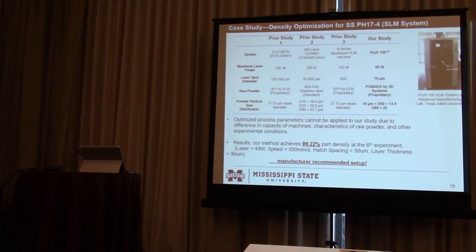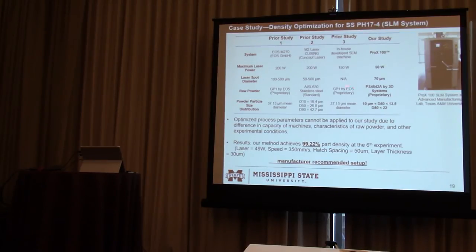In the case study, we targeted maximizing the density of stainless steel parts. We used stainless steel PH74, which is a very well-known material because of its mechanical strength and porosity resistance. Our collaborator at Texas A&M is working on this material for many projects in collaboration with several institutions like Sandia National Lab. We found three prior studies, including part density data.